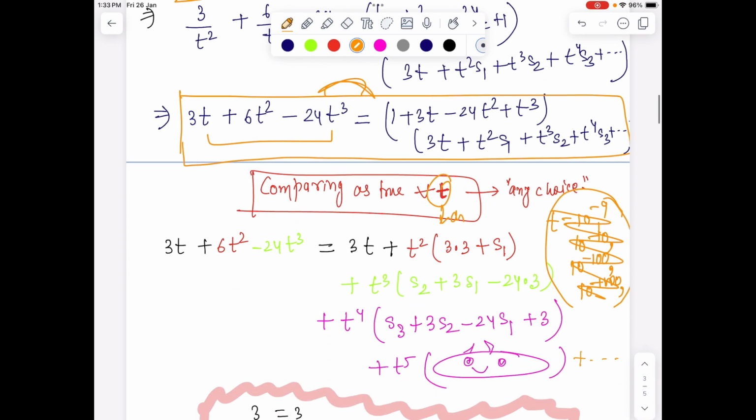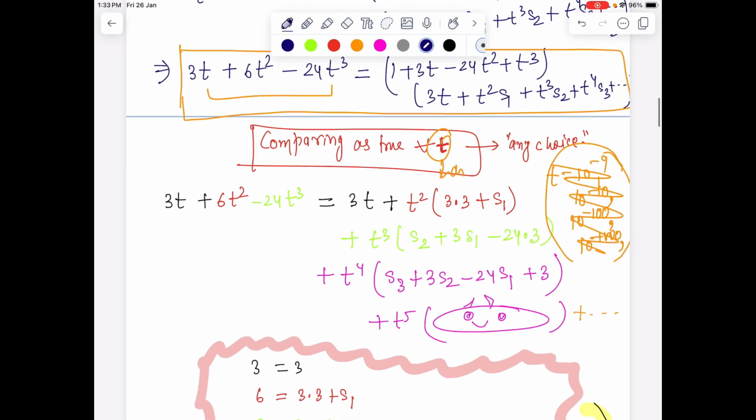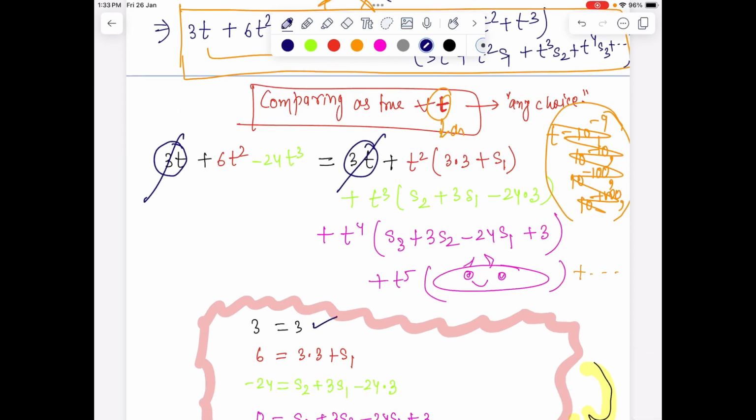And that's the good news, because now I can just compare coefficients of t, t square, t cube on both sides. So if you compare the coefficient of t here, you see 3t will get cancelled, so we'll get nothing. What we are getting is t3 equals 3. So maths is okay, I am okay because I have not made any mistake. So there is no inconsistency in the coefficient of t.